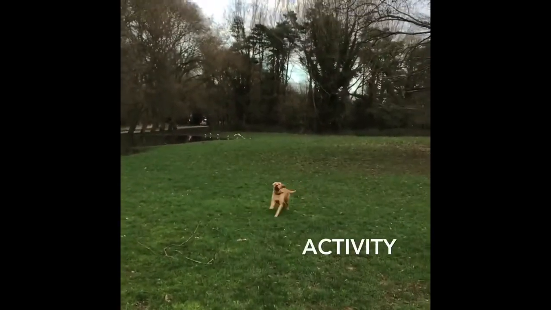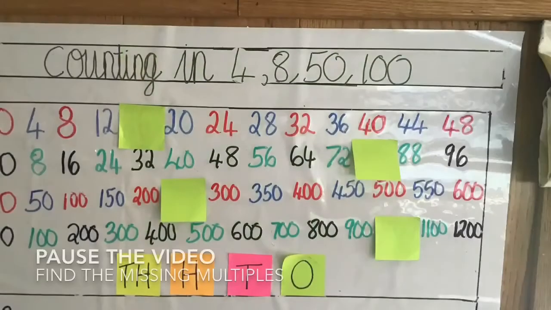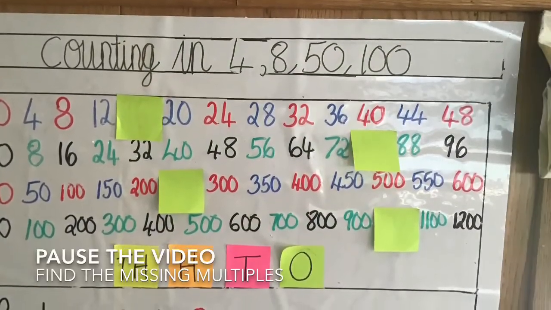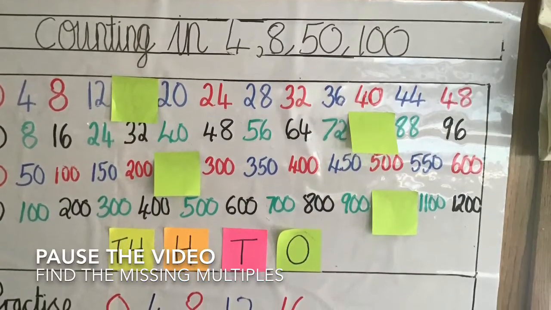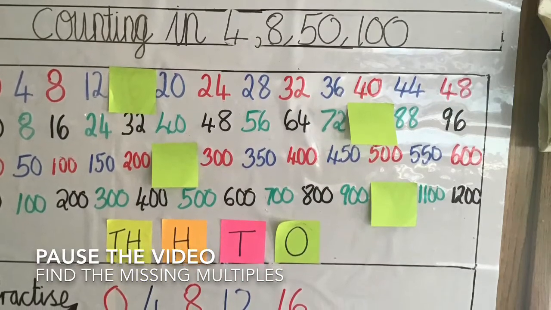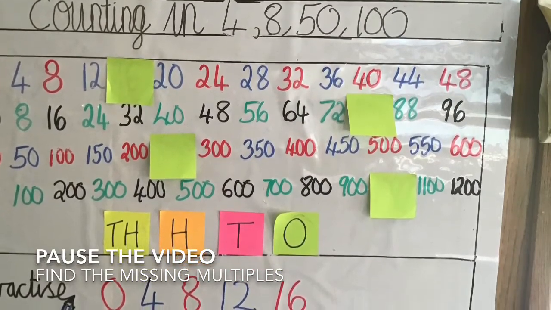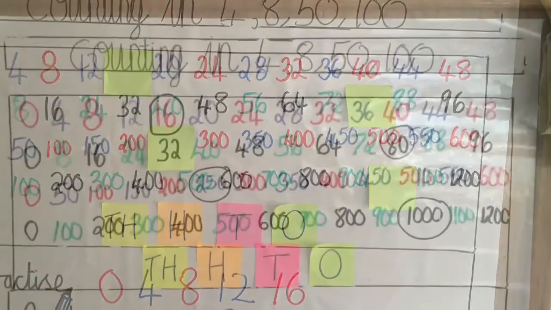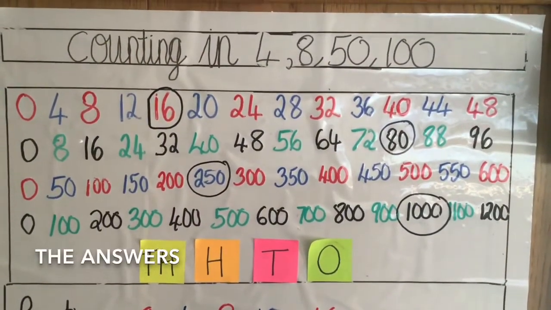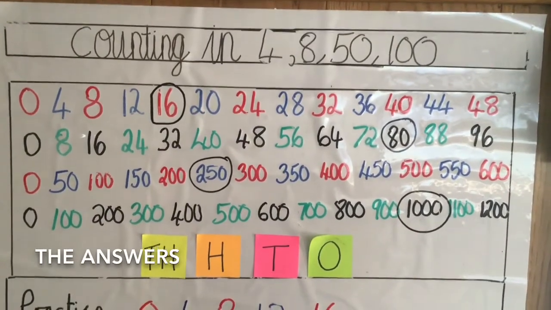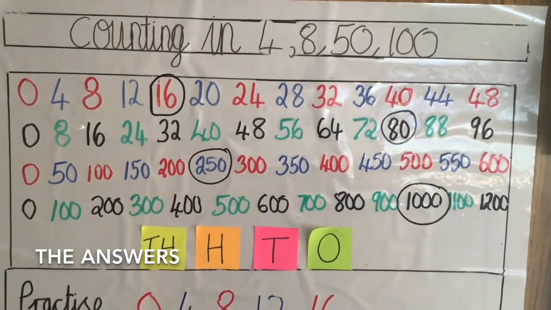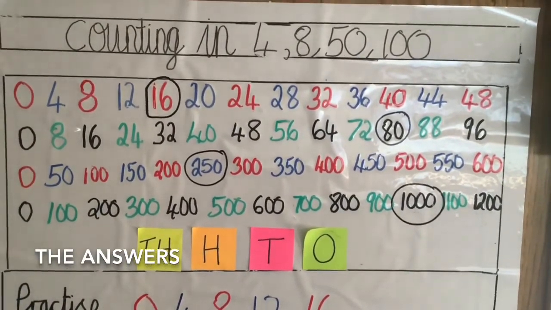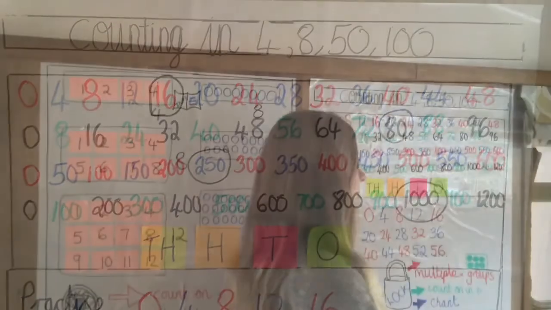Now let's get ready for the activity. Pause the video and see if you can work out the numbers that are hidden behind the green squares. Use the things that we have spoken about to identify the missing multiples. So our answers were 16 was the multiple of 4 that was missing, 80 was the multiple of 8 that was missing, 250 was the multiple of 50 that was missing, and 1,000 was the multiple of 100 that was missing. How did you get on?